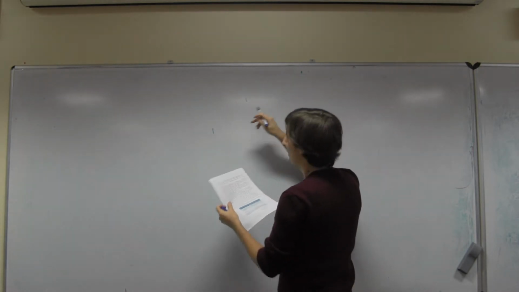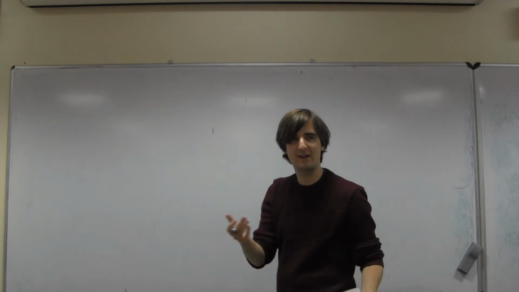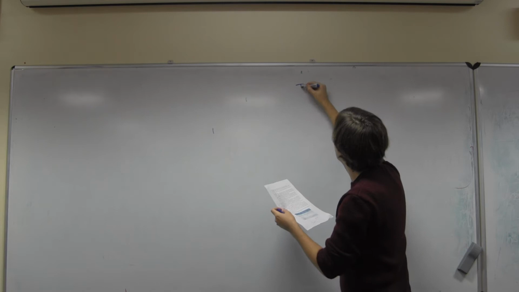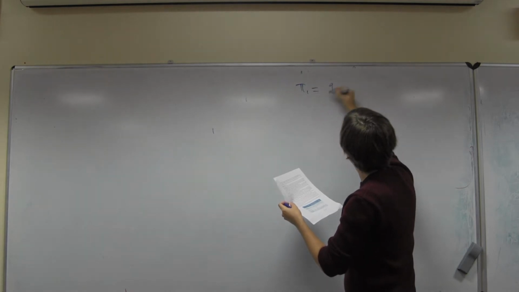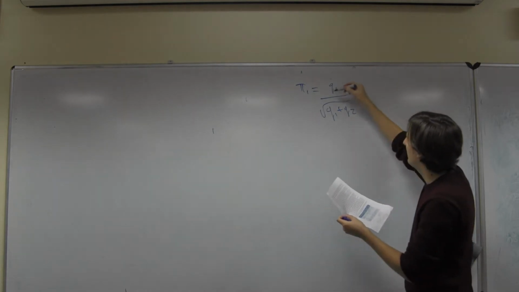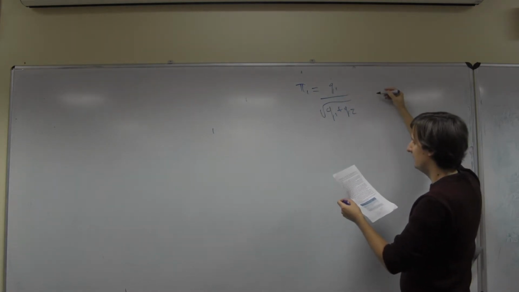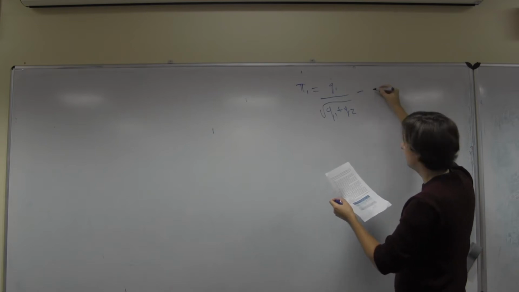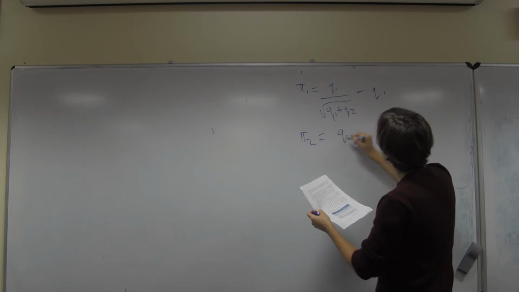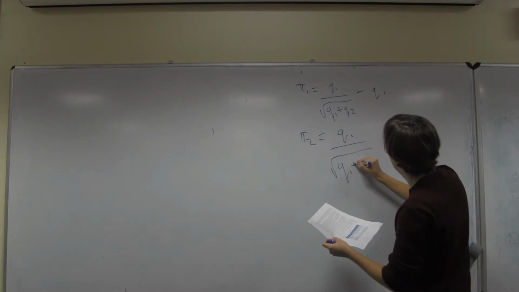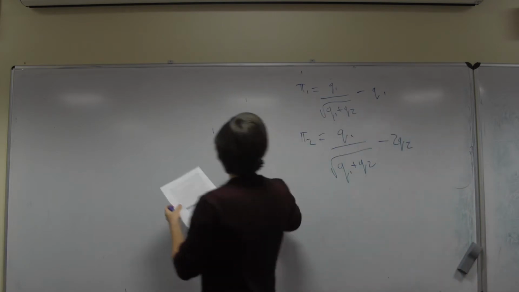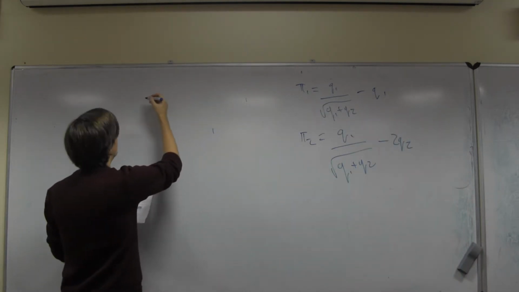Okay, so I'm not going to write as many workings as you should when you're answering these things. I'm just going to do it quickly. So pi 1 is going to be q1 over root q1 plus q2, so their quantity times the price, minus what they have. And then pi 2 is going to be q2 over root q1 plus q2 minus 2q2. Okay, so the first order condition for firm 1.